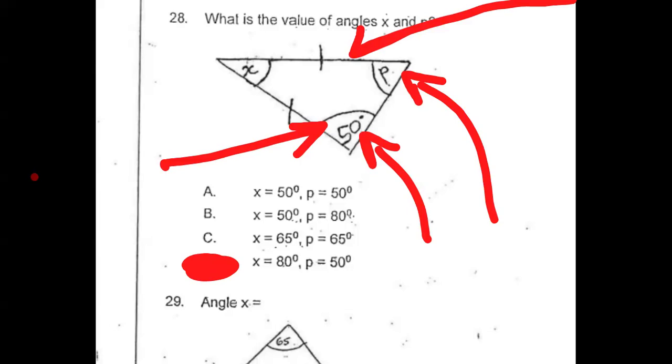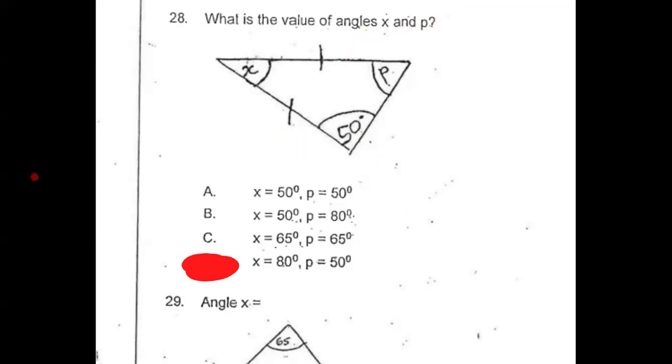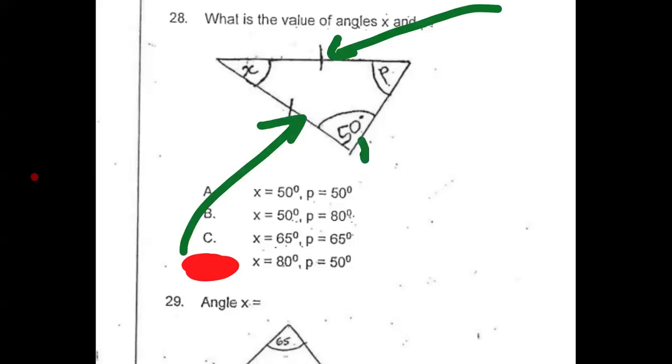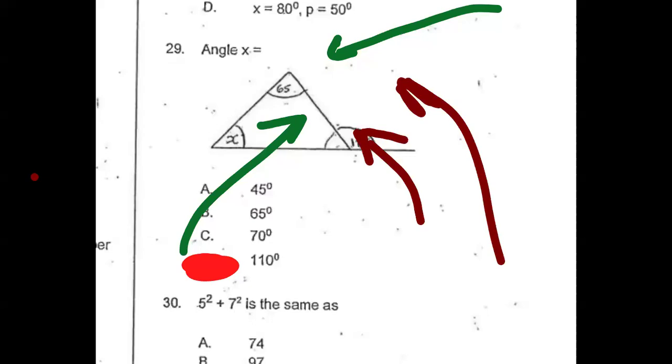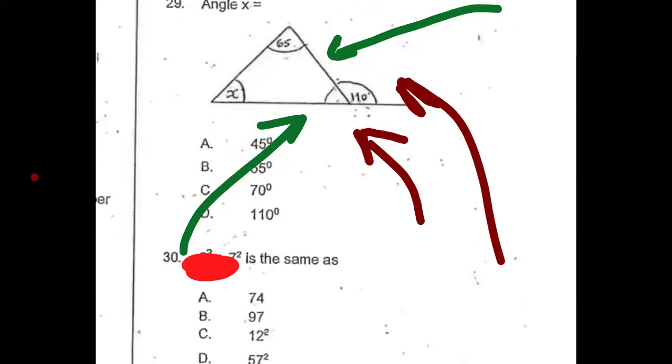Because when they have the lines like this, they're saying that if this line is equal to this line, that means this angle is equal to that one. So it's a toss-up between B and D, but D looks more like it based on what they're trying to do. But again, they never draw the triangle well, so I don't even waste my time with that, honestly. We're not doing that.